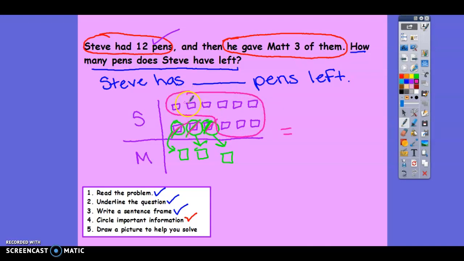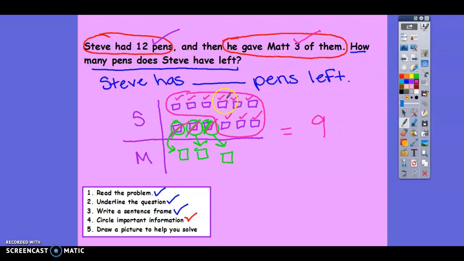So all I have to do is say, well, how many are left after he gave Matt some? So let's count them. He has 1, 2, 3, 4, 5, 6, 7, 8, 9. So Steve has 9 left. And we can even double check, right? We took 3 from Steve and gave them to Matt, and we brought 3 down here. He gave 3 of them to Matt. Matt has 3. That's how many he should have.